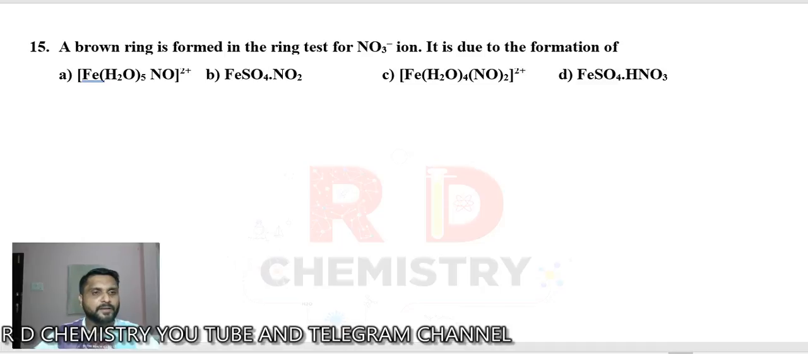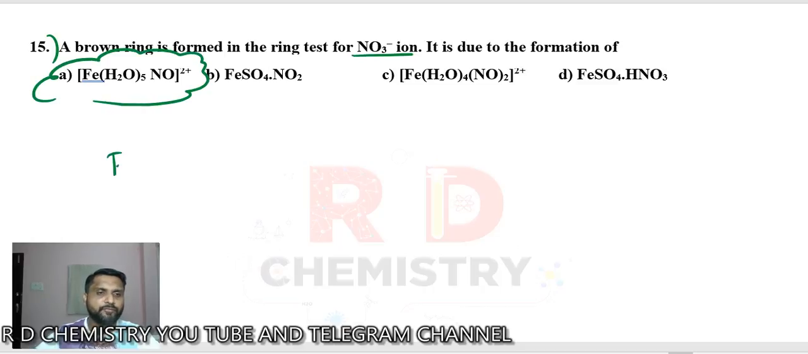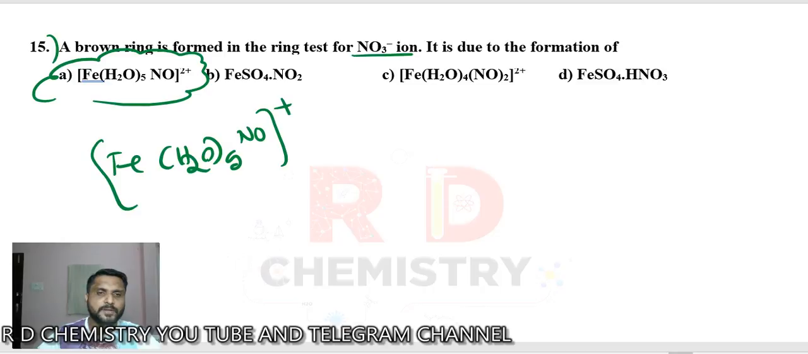Question number 15. The brown ring formed in the ring test for nitrate ion. Straightforward question. This is the answer. So that is [Fe(H2O)5NO]2+. Water is the ligand here, and NO plus is also the ligand. Total charge is plus 2. Remember, students, iron is in the plus 1 state and nitrosyl is also in the plus 1 state. Okay. Right. So the answer is the first one.